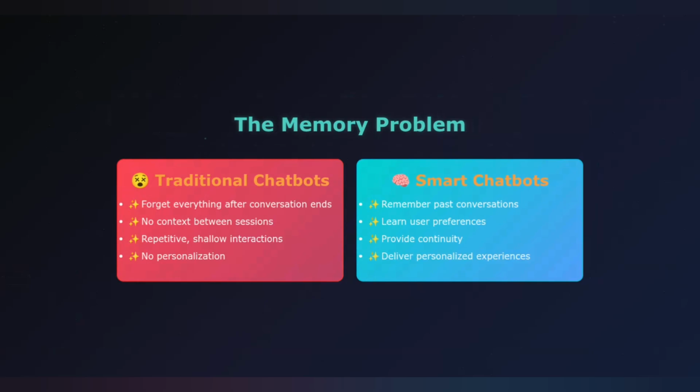Let's start with a fundamental question. Why do most chatbots feel so dumb? Picture this. You're chatting with a customer support bot. You tell it about your problem, get some help, then come back tomorrow with a follow-up question. The bot responds like it's never met you before. Sound familiar? Traditional chatbots are essentially digital goldfish. They forget everything the moment the conversation ends. They have zero context about who you are, what you've discussed, or what you prefer.